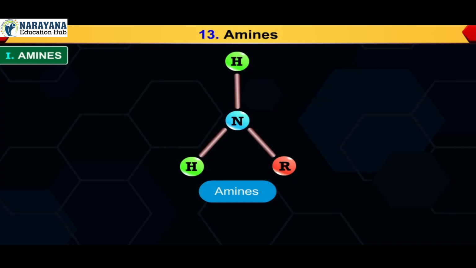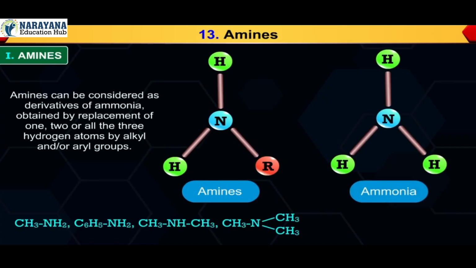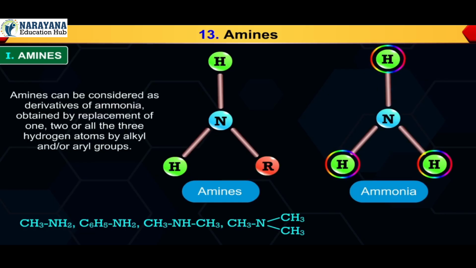1. Amines. Amines can be considered as derivatives of ammonia, obtained by replacement of 1, 2, or all 3 hydrogen atoms by alkyl and/or aryl groups.